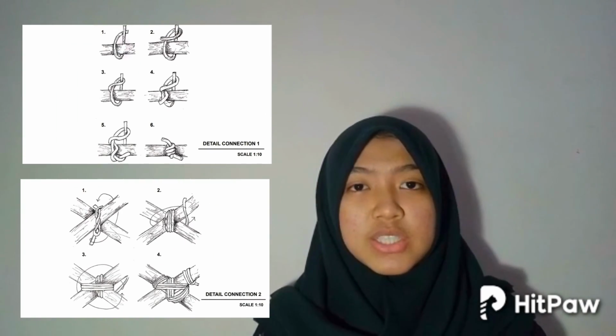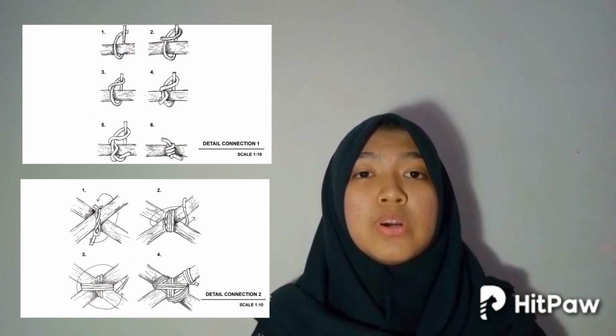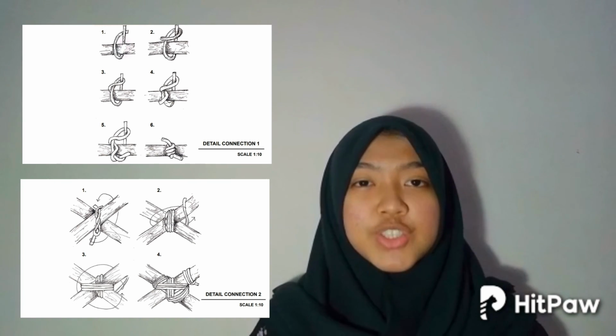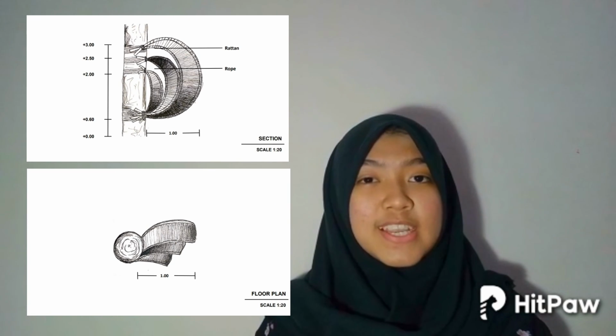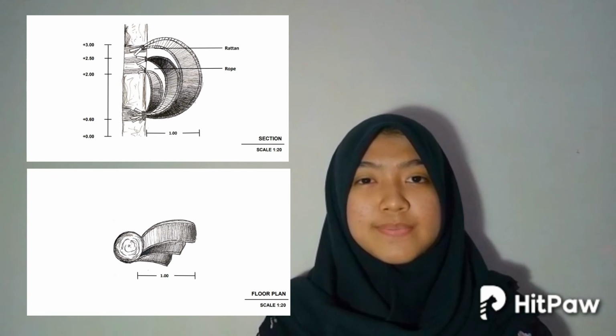And for the last assignment, the connection used in this design is a development from the previous assignment, using timber hitch and cross lashing. The cross lashing was used to attach the rattan to each other and to attach the rattan to the tree, and the timber hitch was used to start and to end the cross lashing itself. And these are the drawings of the floor plans and the section of the composition.